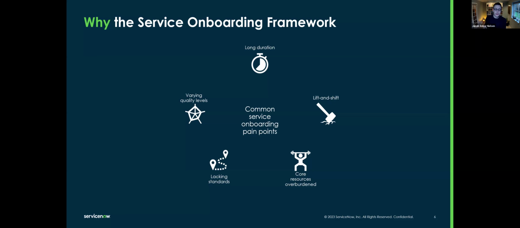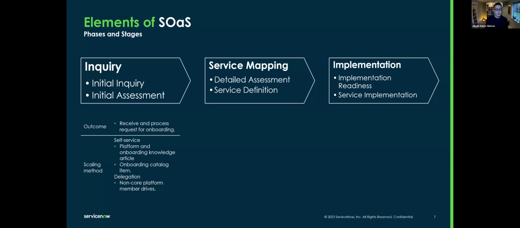We have 3 phases to the SOAS framework: inquiry, service mapping, and implementation. In the inquiry phase, we are looking to receive and process requests for onboarding. The scaling method we're using to make this efficient is self-service, a shift-left mechanism where we make knowledge about the ServiceNow platform, its center of excellence, governance processes, upgrade, release, and maintenance schedule, etc., apparent and available to all potential prospects that would like to be a part of this platform.